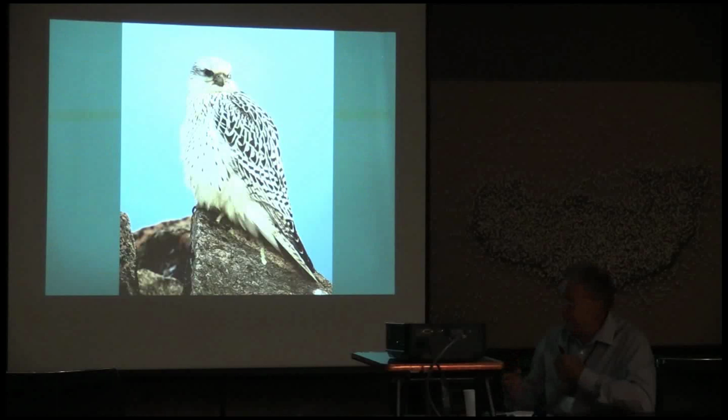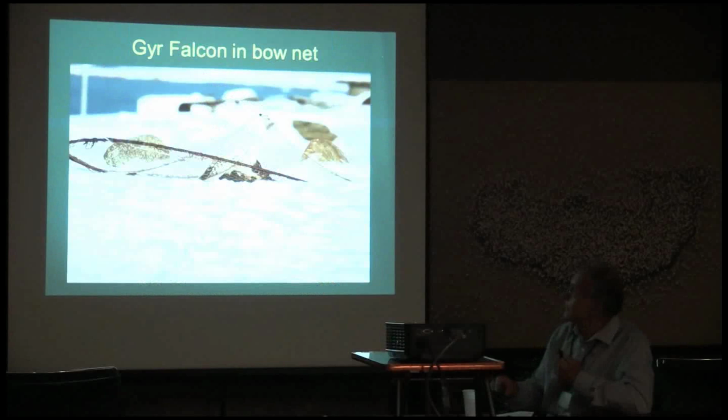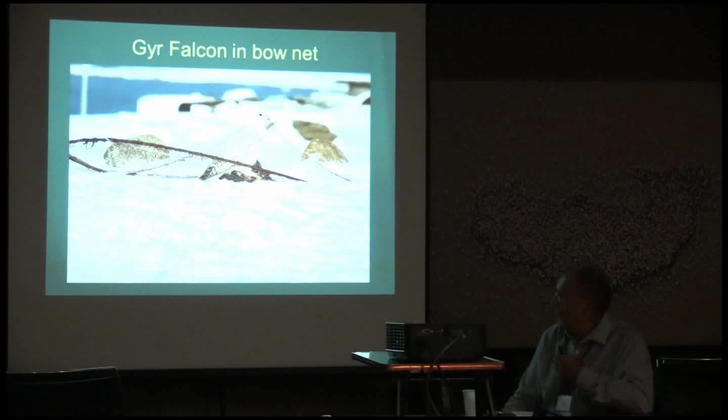The bird is, in English, called a gyrfalcon. We knew little about the migration of this bird. We know that it nests in the Arctic, and we know that birds appear further south in the autumn, occasionally even in northern Britain. But we put satellite tags on the bird. They turned out to be fairly easy to trap, and then we followed them on their journeys.